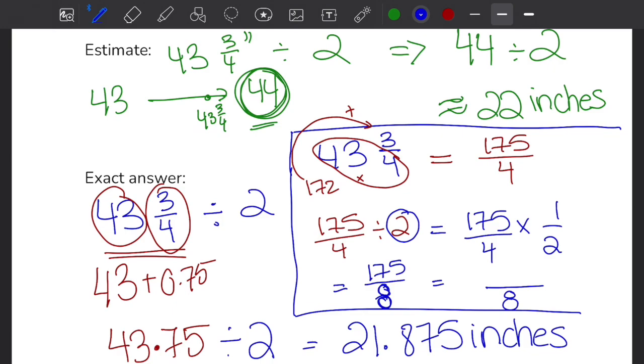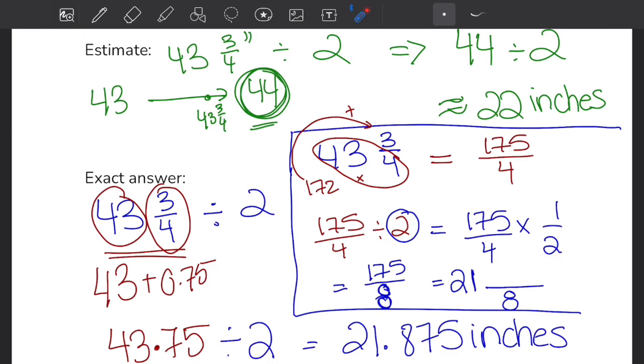So the denominator stays the same. I'm going to divide 175 by 8 and I get 21 point something. I don't care about the decimals, I just care about the 21. So I'm going to put that here. So I have 21 whole numbers and then a fraction over 8. How do I know what this number is? We multiply these two together.